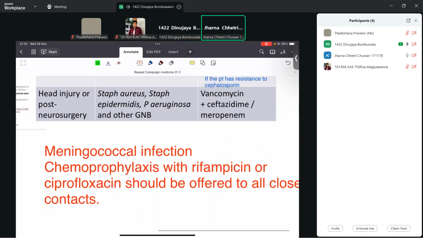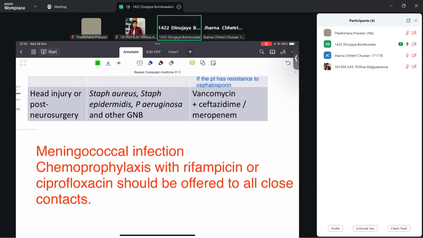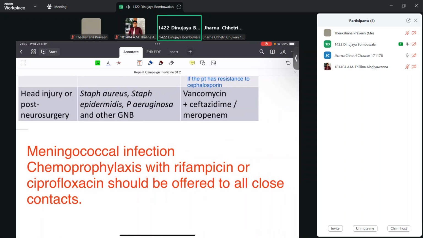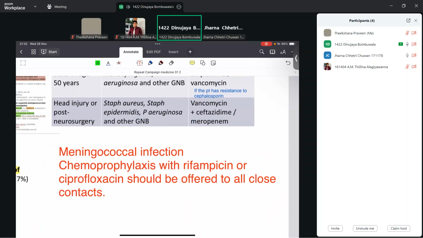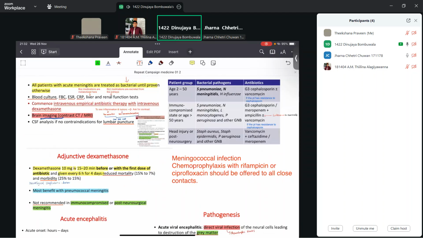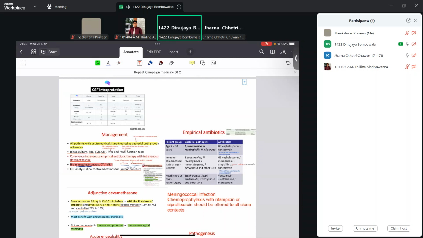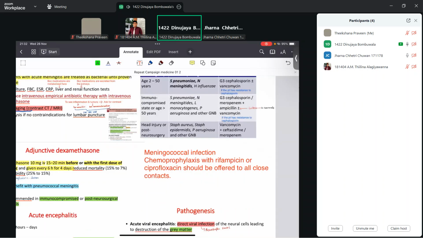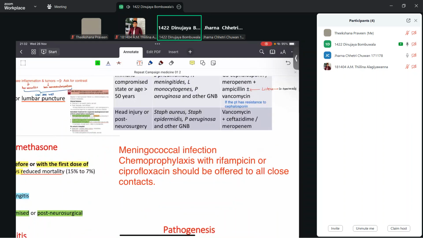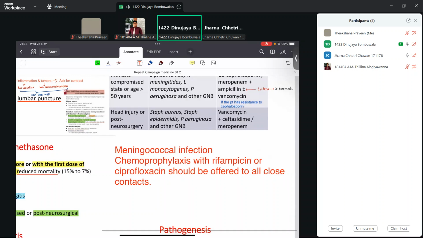So the other thing was the chemoprophylaxis. In meningococcal infection, we have to give chemoprophylaxis for household contacts with rifampicin or ciprofloxacin, and you don't have to know the doses. This can be asked in a pediatric long case, because meningitis, and in our cases even encephalitis, has been given in pediatric cases.